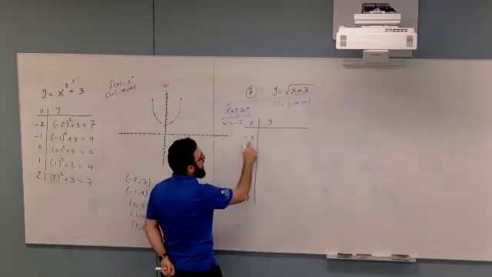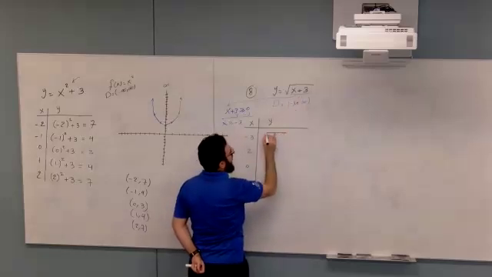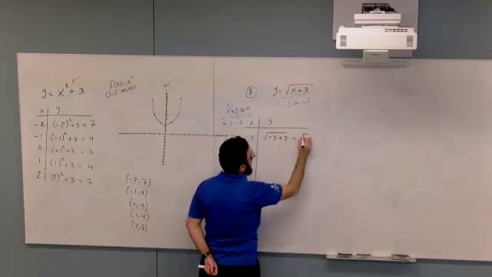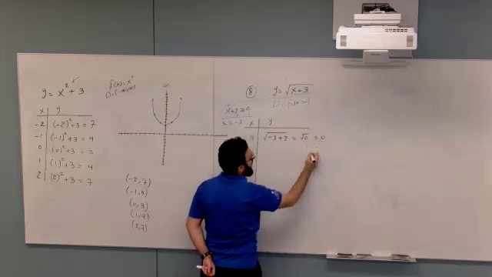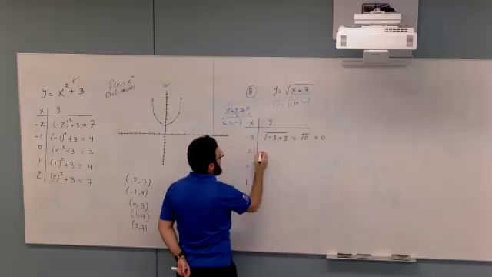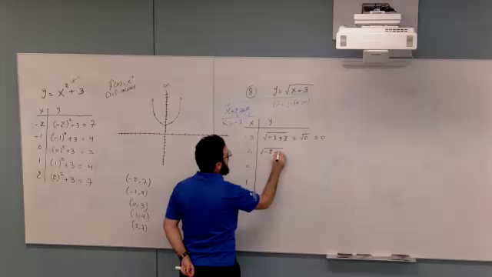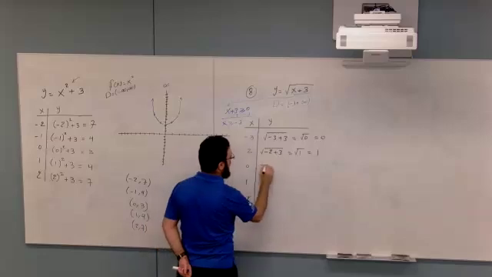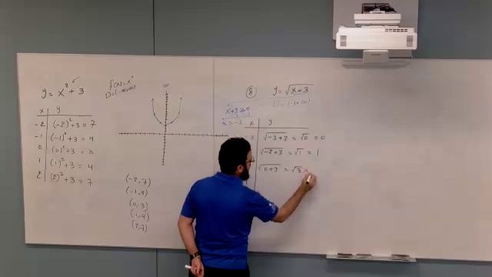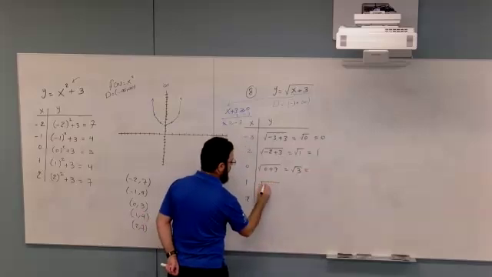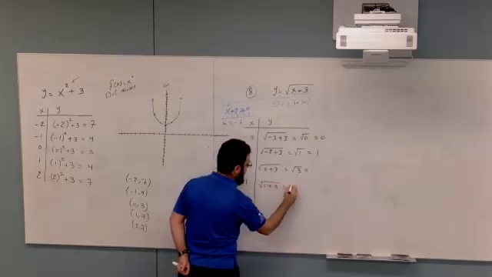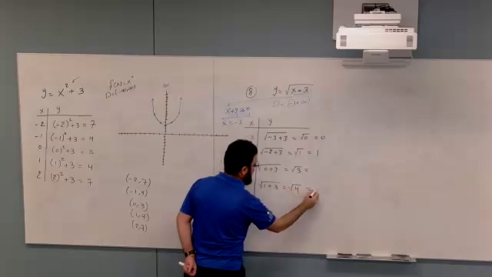Just plug in the numbers. Plug in -3 here. The square root of -3 plus 3, which is okay, square root of 0 equals 0. Next one, square root of -2 plus 3. Square root of 1 is going to be 1. Plug in 0. 0 plus 3 is going to be square root of 3. Plug in 1. 1 plus 3, square root of 4 is going to be 2.